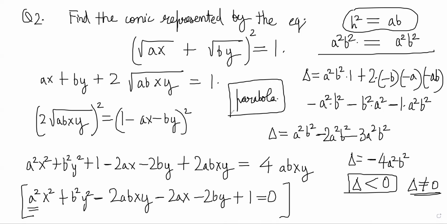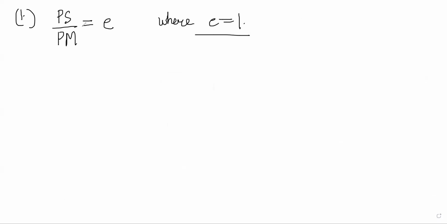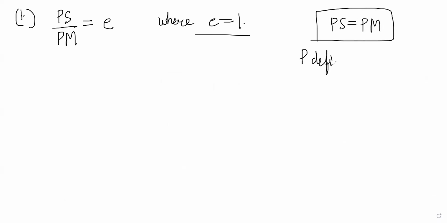Now we come to the basic meaning of a parabola, right? We will start our study of parabola in detail now, and that is PS by PM is equal to e, where e is equal to 1. If the eccentricity of the conic section was 1, it was called a parabola, right? So in general, we should have PS is equal to PM. Here, P defines the locus of a parabola, right?